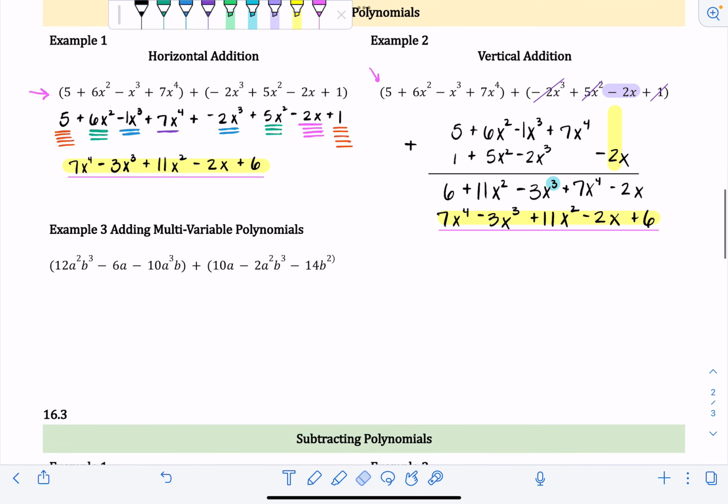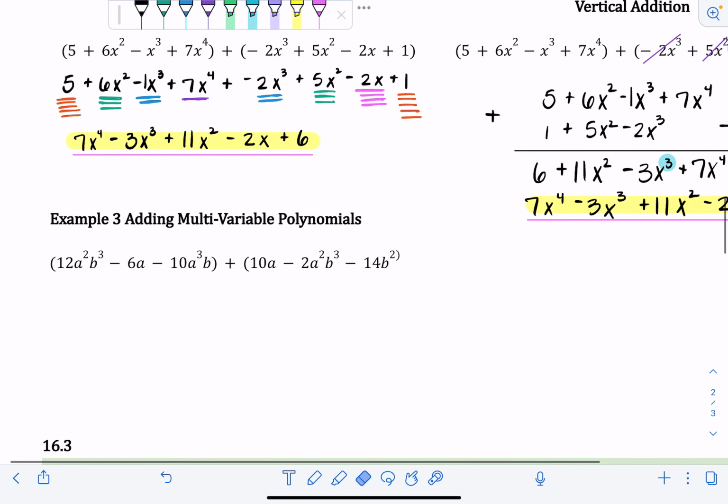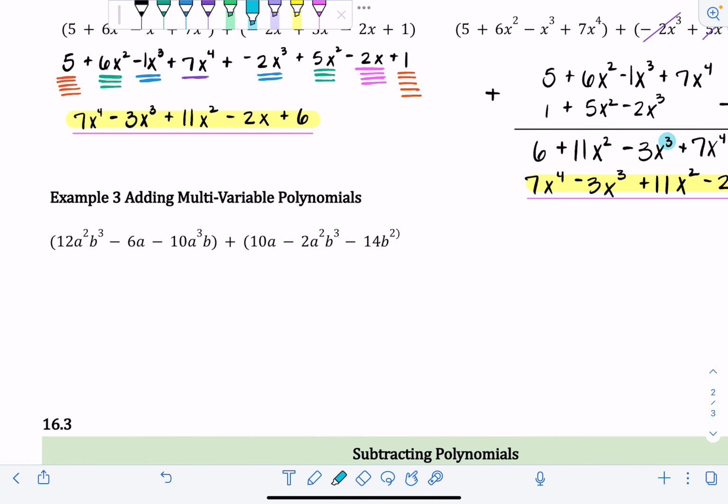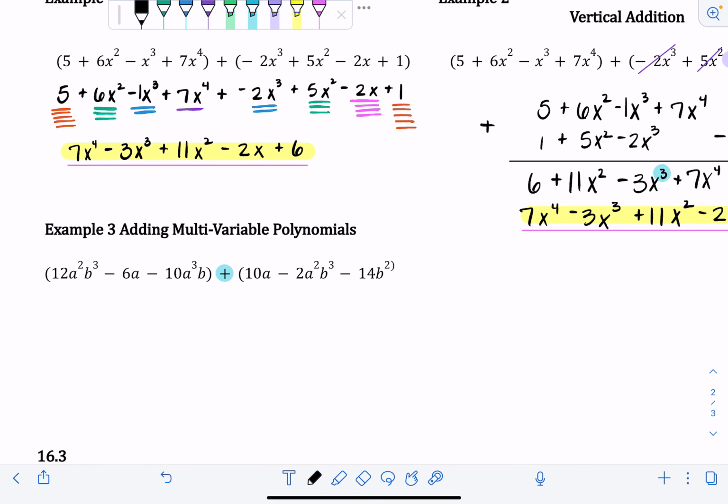Okay, so moving on to example 3, this is adding multivariable polynomials. So now that we've gotten a couple examples in the bag, I want to show you a little bit of a shortcut, but you can only use it for addition. I don't recommend using this for subtraction. So for addition, the parentheses don't really mean anything. So instead of taking the time to rewrite the expression like we did here, I'm just going to ignore them, or you can cross them off if you want to, but they don't change the structure of the expression really.